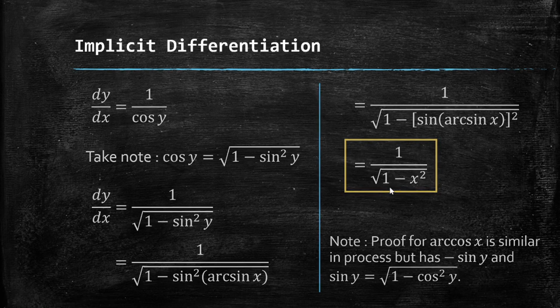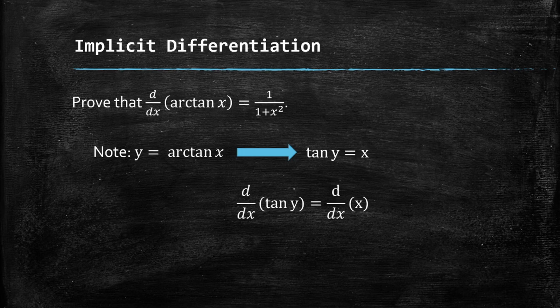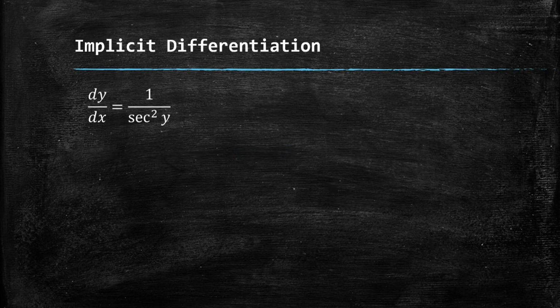Next, let's look at the proof for arctan. Take note that the formula for the derivative of arctangent of x is 1 over 1 plus x squared. It's almost similar to the previous example. We have y equals arctan of x, then get the original function, which is tan y equals x, and then get the derivative of tan y, which is secant squared of y, and we have dy dx, of course, because the variable is y. Derivative of x is just 1 with respect to x, and then we divide by secant squared y on both sides, so we have 1 over secant squared y.